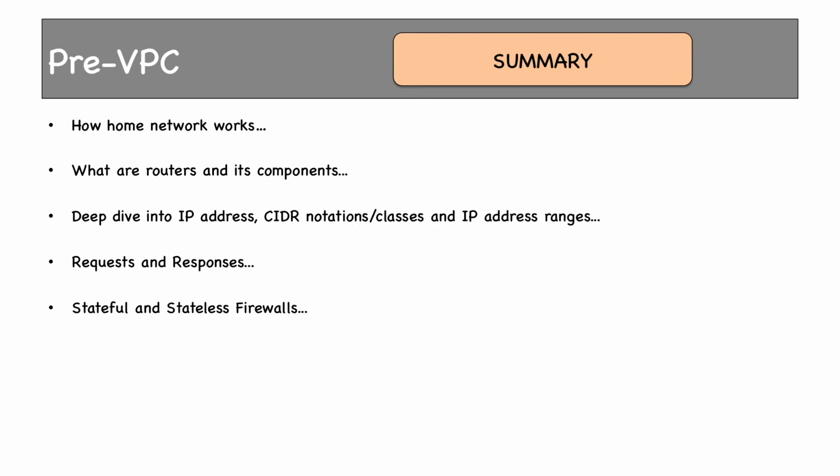Let's summarize what we have talked about so far. We have seen how a home network works. We have also seen what routers are and their multiple components. We have taken a deep dive into IP address, CIDR notation, CIDR classes, and IP address ranges. We have talked about requests and responses. Finally, we spoke about stateful and stateless firewalls.